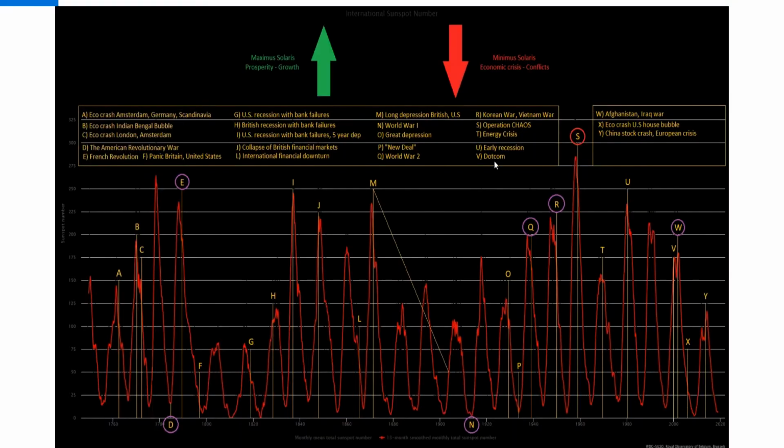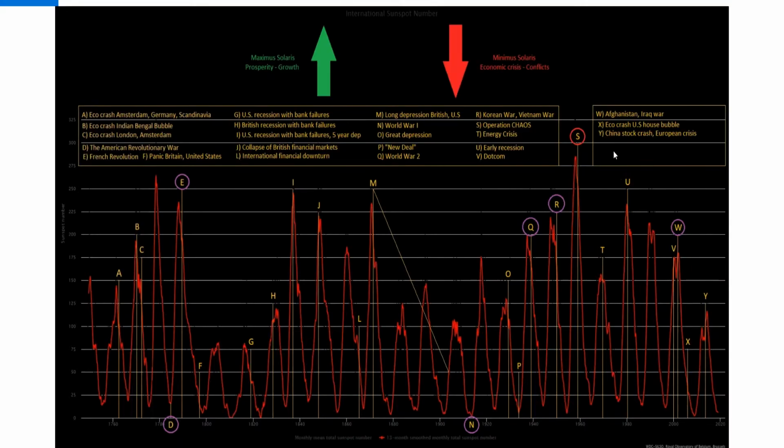Okay, and so energy crisis, early recession, which is on you here, dot-com bubble. Well, this one is classic. I covered it many times, and I'm going to show you more about it. The next one, Afghanistan, Iraq war, same thing. For X, economic crash, US house bubble, right after. This one is for 2008. As you guys can see, in a period with low solar activity.